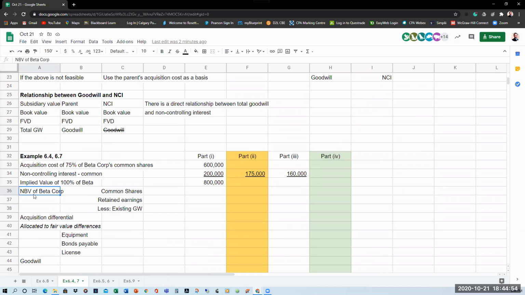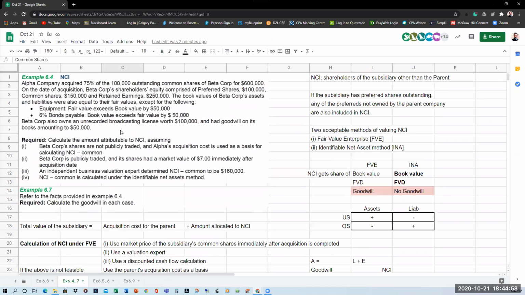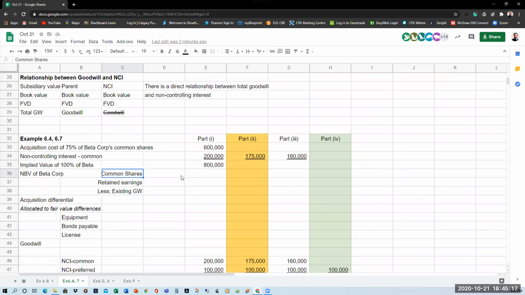So net book value of Beta Corp here will include common shares. Common shares were 150,000. Retained earnings, 250,000. And Beta has existing goodwill on its books worth $50,000. So 150 for common shares, 250 for retained earnings.